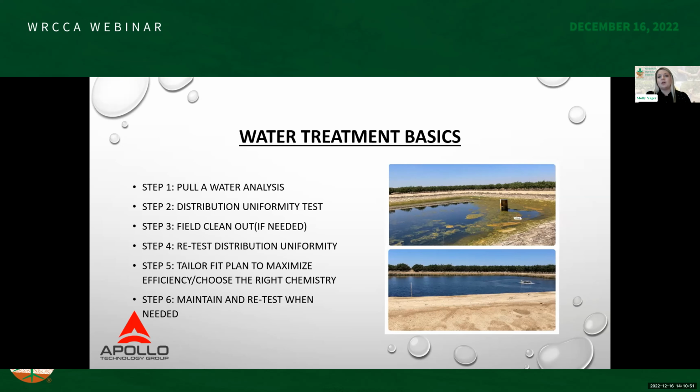If you know they're pulling from a well and the well water level has dropped significantly this year, pull again mid-season. Do your due diligence for that grower. The next step would be to run a distribution uniformity test. That gives you a nice baseline to see how the irrigation system is performing and helps you identify if there are problems within the water that oftentimes the grower's not even noticing.